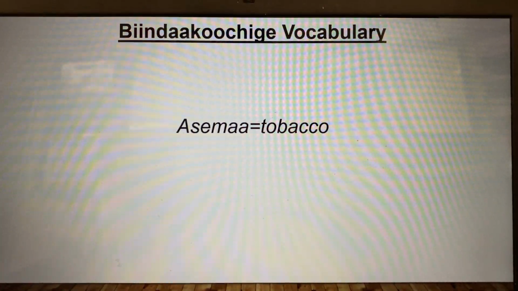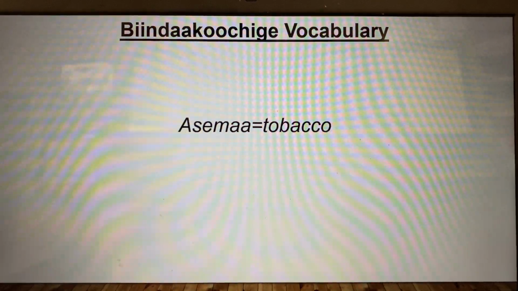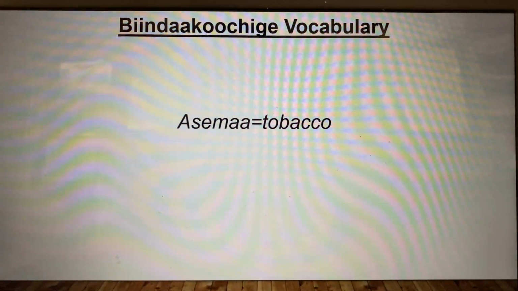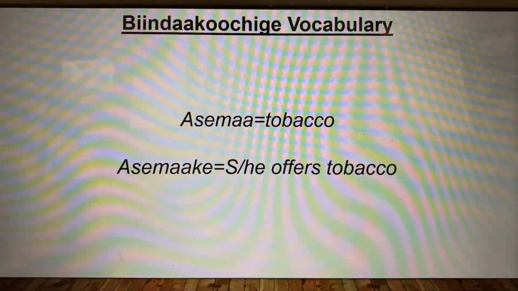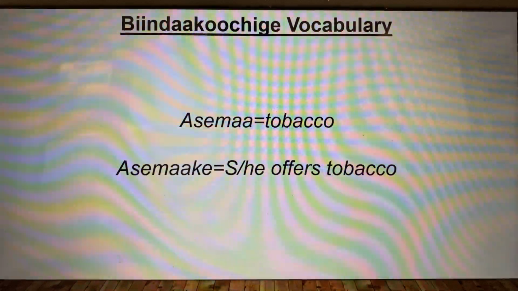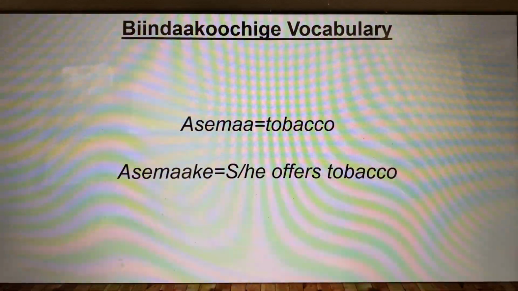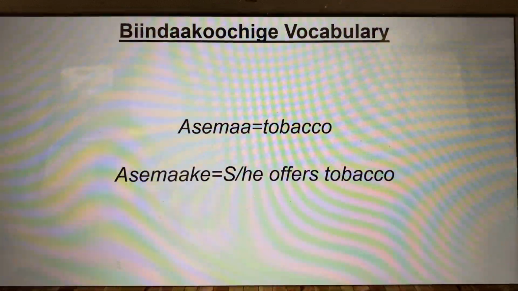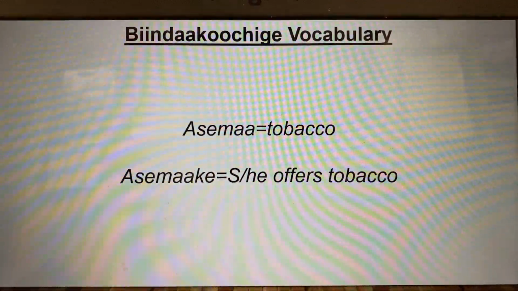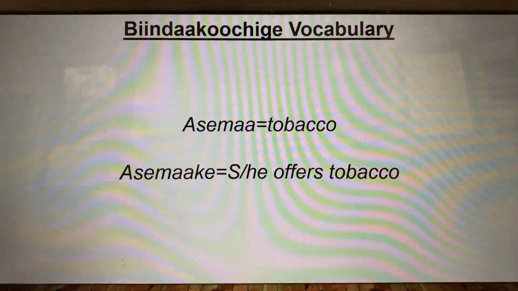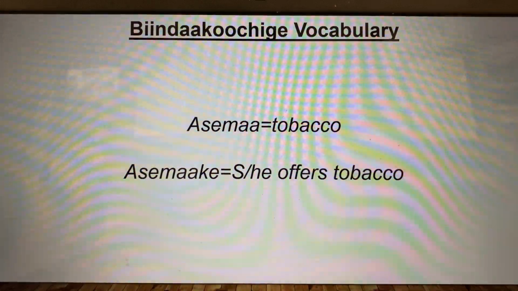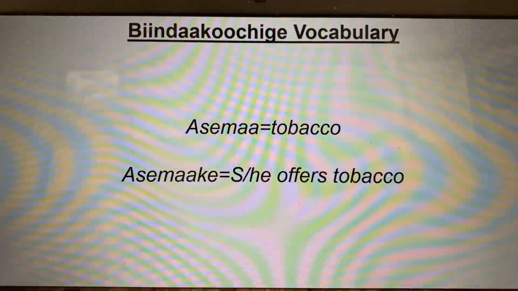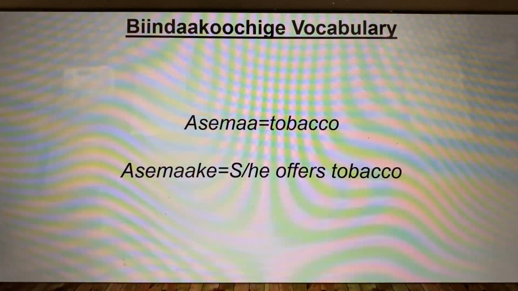Some other vocabulary to go with Binda Kujige, we have asema, tobacco, and asemake, here he offers tobacco. So you could say Binda Kujige for he or she makes an offering, or you can use asemake, she or he offers tobacco. Either one, whatever your choice is, there's no wrong answer for that one.